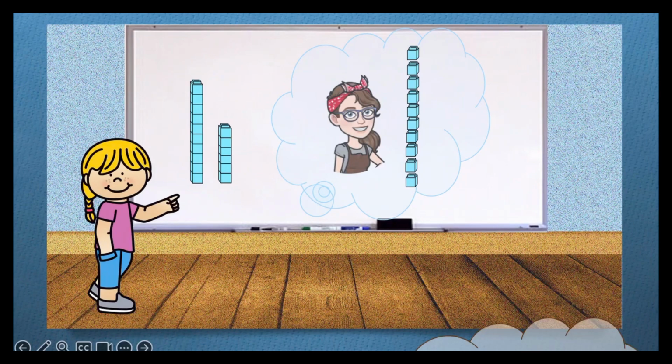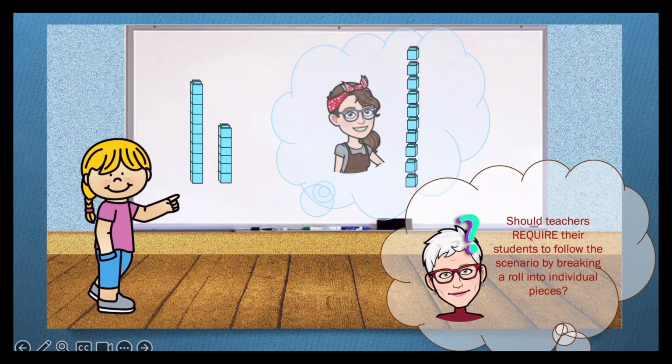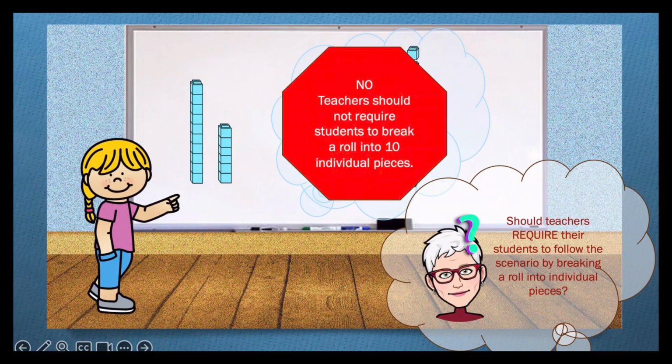Some teachers have asked us about this discrepancy and have questioned whether they should require their students to follow the scenario exactly, so that when they want to take pieces from a roll, they should begin by breaking the roll into 10 individual pieces and then go from there. Our answer to this is a definitive no. Teachers should not require students to break a roll into 10 individual pieces. The reason is this.